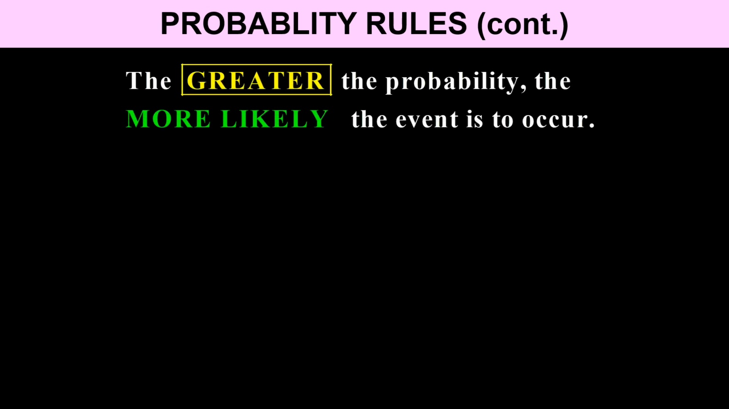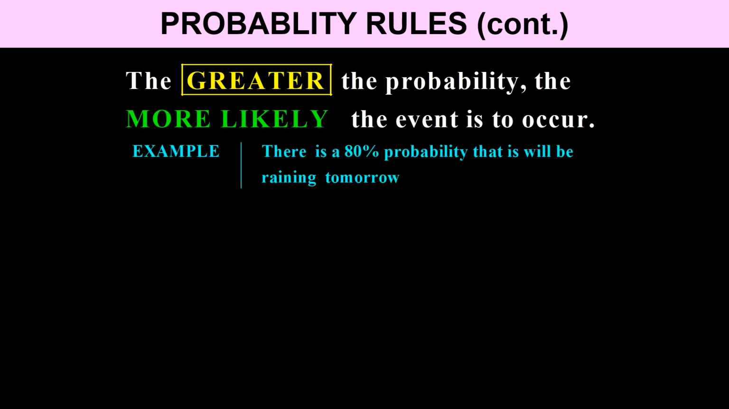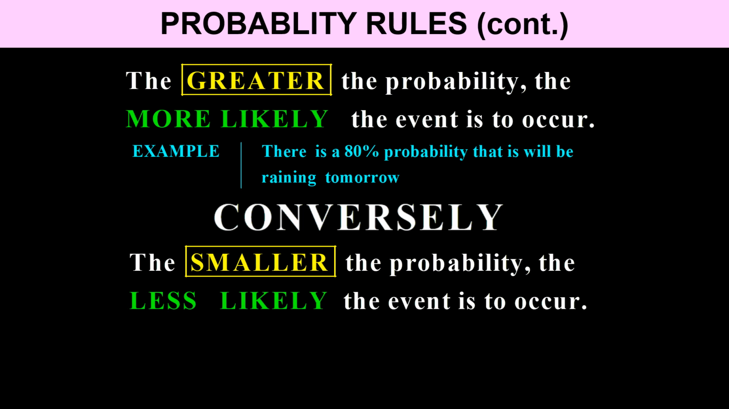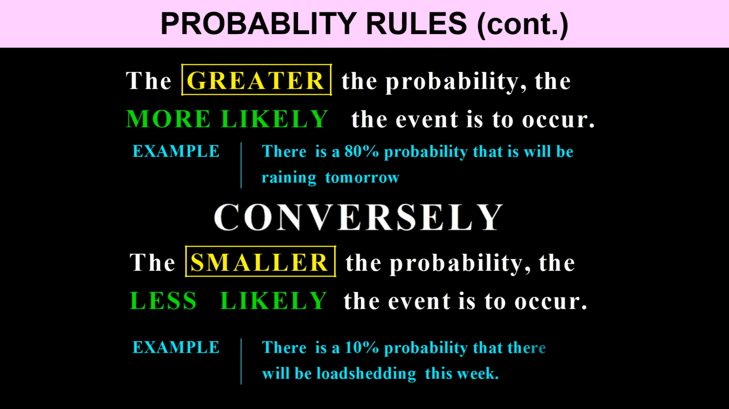Now, the greater the probability, the more likely the event is to occur. What does that mean? Let's illustrate that by means of an example. There is an 80% probability that it will be raining tomorrow. So it's very likely that it will rain. Conversely, we can state that the smaller the probability, the less likely the event is to occur. In an example, there is a 10% probability that there will be load shedding this week. So it's not likely that there will be load shedding.